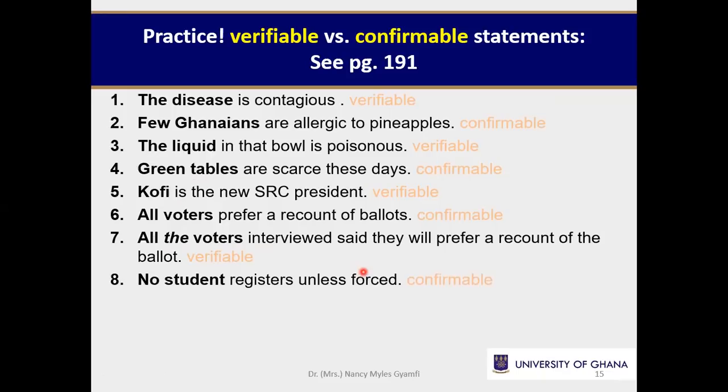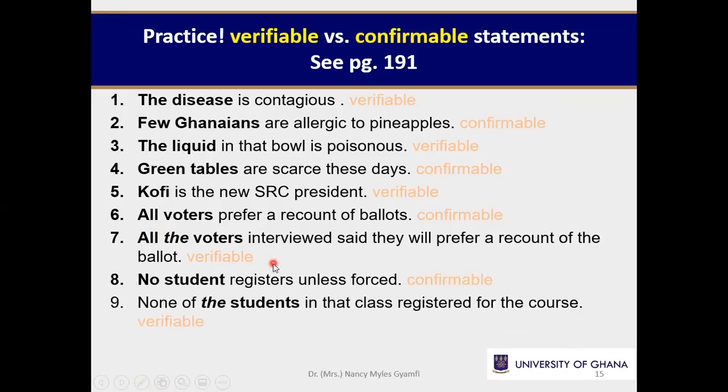Now look at seven. All the voters interviewed said they will prefer a recount of the ballot. All the voters interviewed. This is not a generalization. Even though it started with all, I have a specific group in mind. Which group? The voters interviewed. Okay, there might be 100 million voters, we will finish counting because I have a definite group in mind.